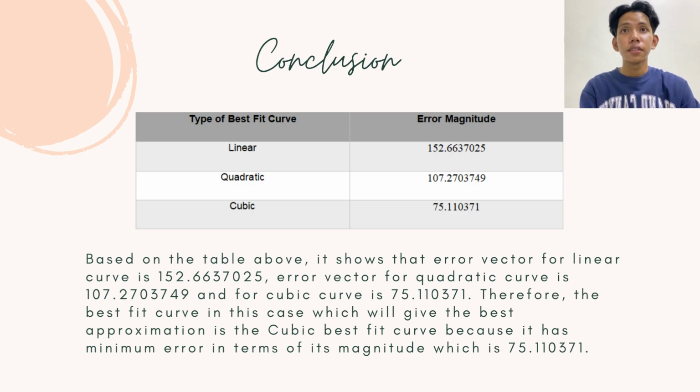For the conclusion, based on the table above, the error vector magnitude for the linear curve is 152.6637, for the quadratic curve is 107.2703, and for the cubic curve is 75.110371. Therefore, the curve that gives the best approximation in this case is the cubic best fit curve, because it has the minimum error magnitude, which is 75.110371.